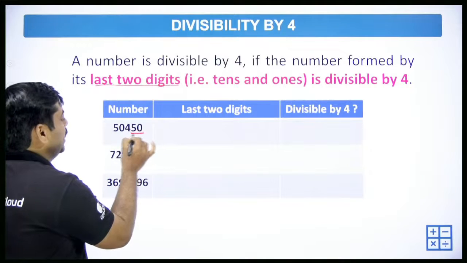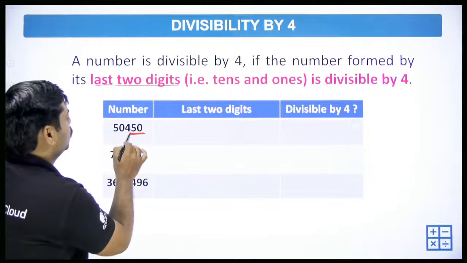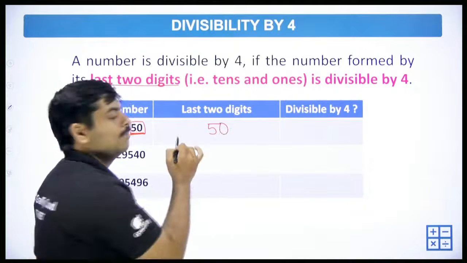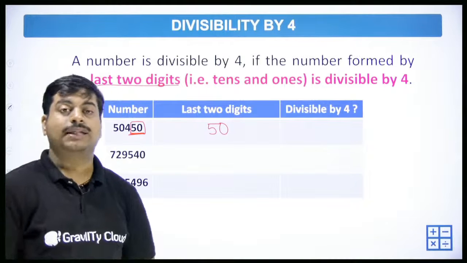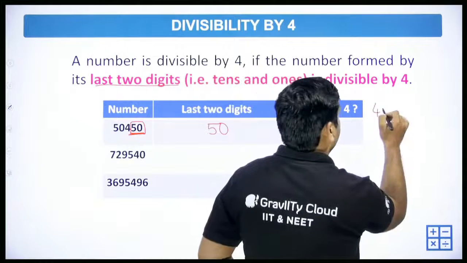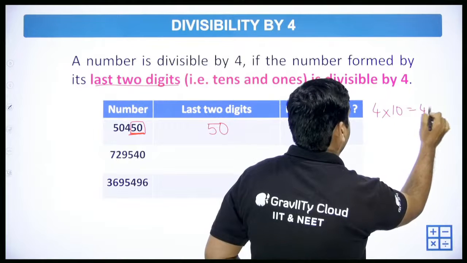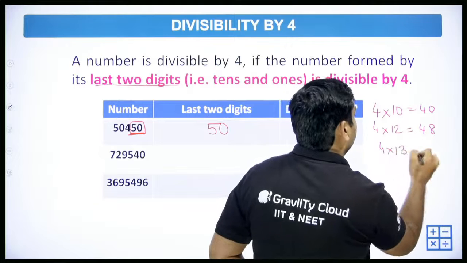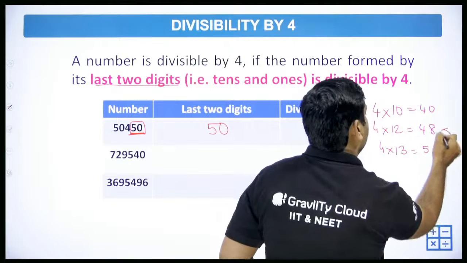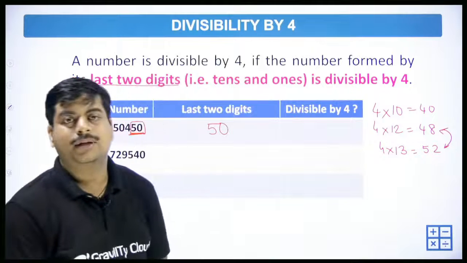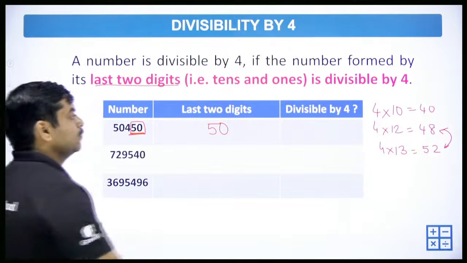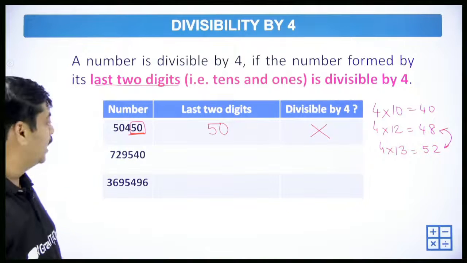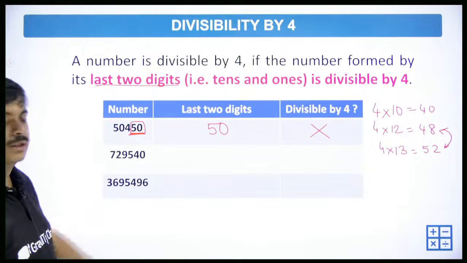50450. Just tell me, is 50, the last 2 digits, divisible by 4? No. How can you say that? 4 into 10 is 40, okay. 4 into 12 is 48, okay. 4 into 13 is 52. So you can carefully see that 50 is not there in between them, so it is not divisible by 4, okay. What about this one? 729540?